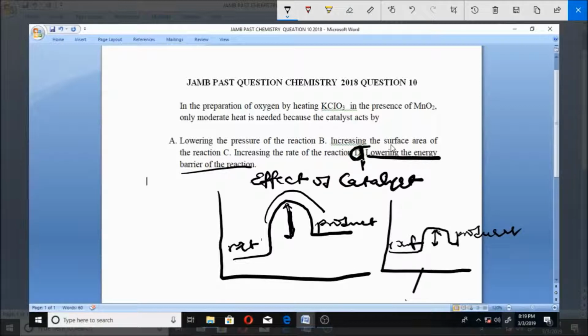So it's none of this. It cannot be to reduce the pressure. Catalyst does not go to affect the pressure or the surface area of the reaction, but it does reduce the energy barrier so that with lesser energy you can achieve what you want.